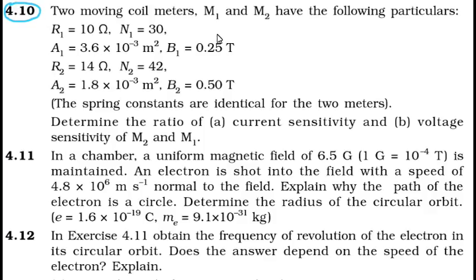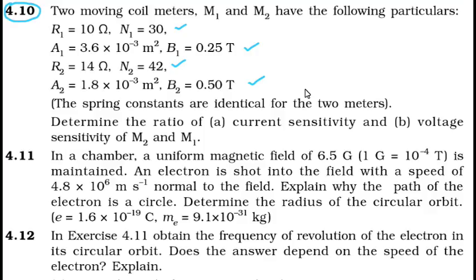Two moving coil meters M1 and M2 have the following particulars. R1 is equal to 10 ohm, N1 is equal to 30, A1 is equal to 3.6 multiplied by 10 to the power minus 3 meters square, B1 is equal to 0.25 T. R2 is equal to 14 ohm, N2 is equal to 42, A2 is equal to 1.8 multiplied by 10 to the power minus 3 meters square, B2 is equal to 0.5 T.